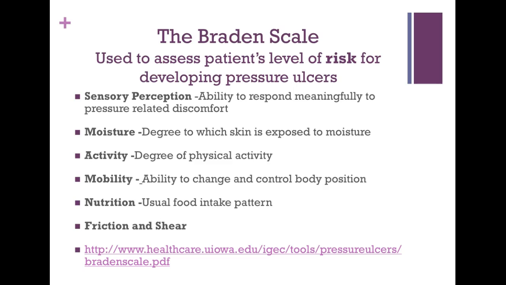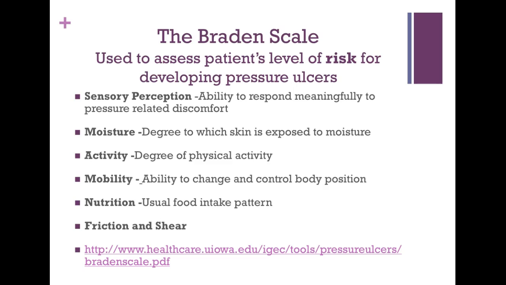Mobility. Are they able to change and control body position? If somebody's immobile in a wheelchair, they're less likely to be able to move to change positions. If somebody is comatose, they're not going to be able to turn to change position and get off those pressure points that we talked about earlier. Nutrition, certainly at risk for skin breakdown if somebody's malnourished, so we take that into consideration.